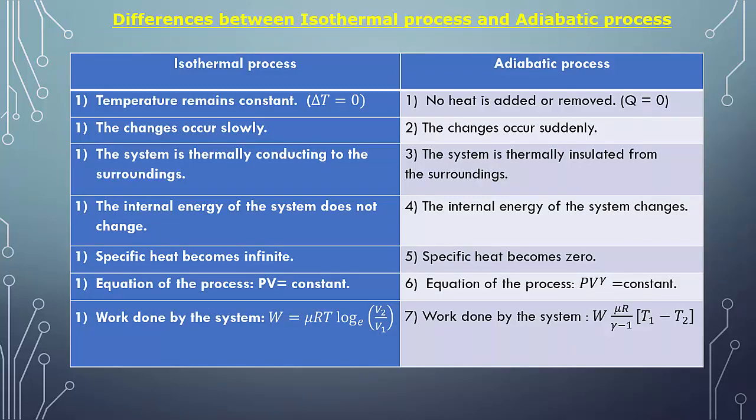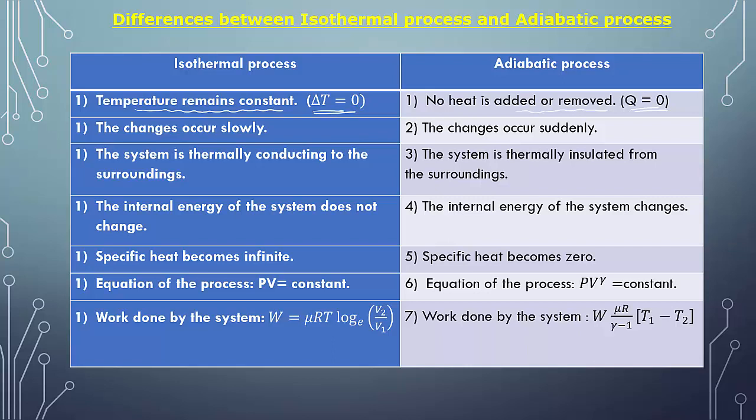So till now we have studied isothermal and adiabatic processes in detail. We know the definition, equation, PV diagram, condition, explanation, and at last the work done equations. So what is the first difference? In an isothermal process, temperature remains constant, so therefore delta T, the small change in temperature, is equal to 0. In an adiabatic process, no heat is added or removed, no exchange of heat energy takes place, therefore Q is equal to 0.